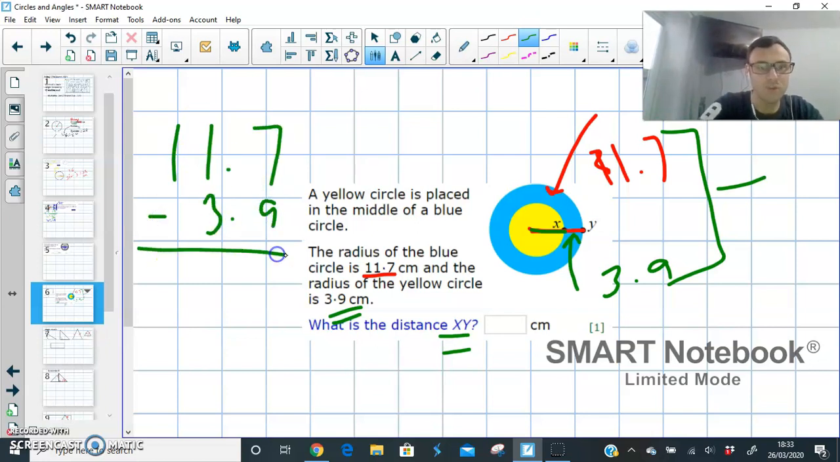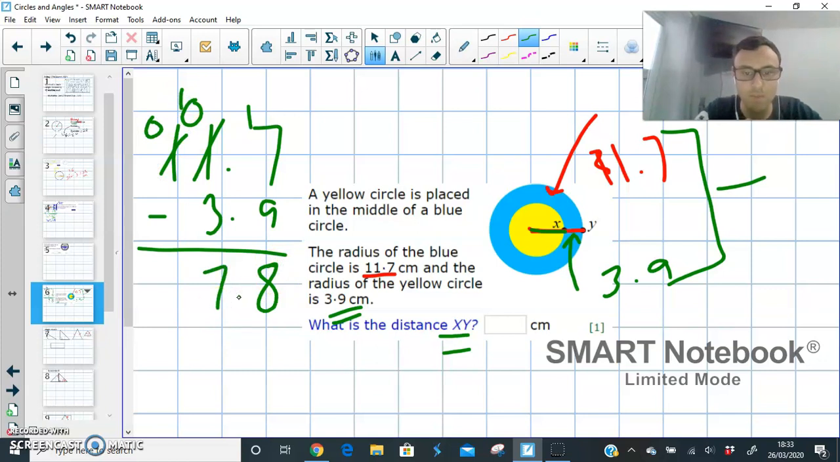I'm pretty sure Mr. Smith's arithmetic questions yesterday were linking to subtracting decimals. So 7 take 9, that's a 0. 10, 17 take 9 is 8. Can't do 0 take 3, so 10 take 3. So it should give me a distance then of 7.8 centimetres. Okay. And that's all that's asking you for.